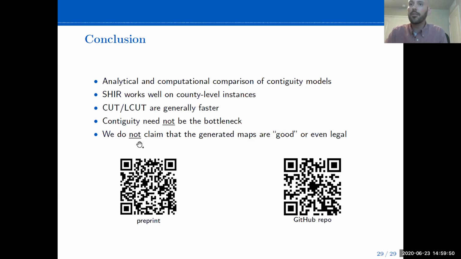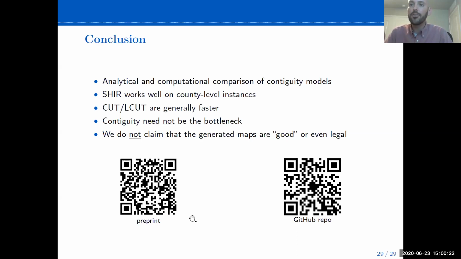And maybe again, to reiterate, I don't think that the maps that we're generating are good. I don't even think they're legal. They don't consider things like the Voting Rights Act or racial representational goals or partisan fairness or anything like that. So again, I think the story here is about contiguity constraints, and that the techniques developed in this work could possibly be used to answer these more complicated socially aware districting problems.